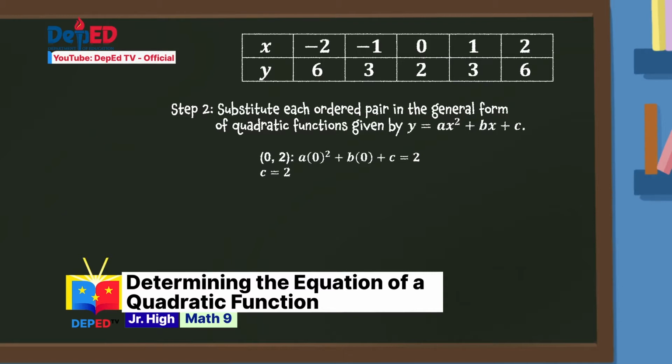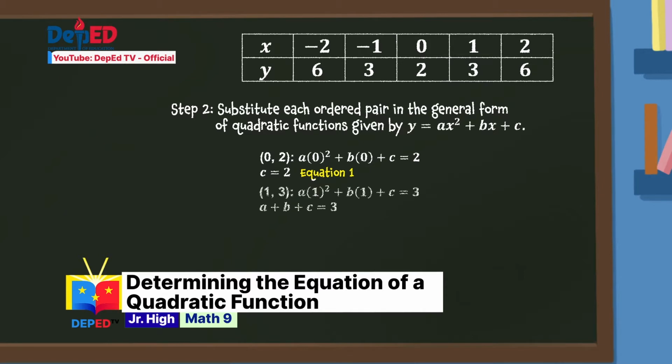And therefore, from the ordered pair (0, 2), it implies that when x is 0, y is equal to 2. Hence, we have the equation a times 0 squared plus b times 0 plus c equals 2. This can be simplified as c equals 2. Let's label this as equation 1.